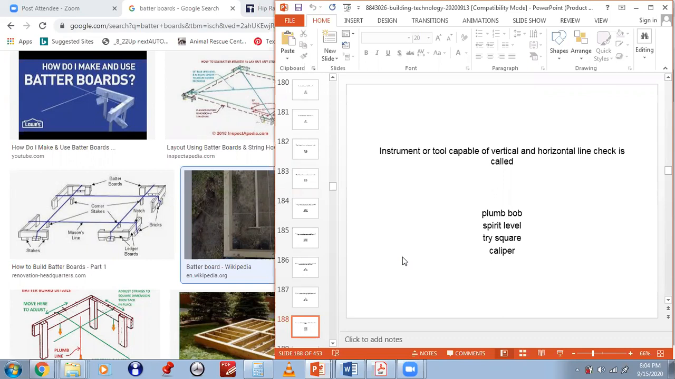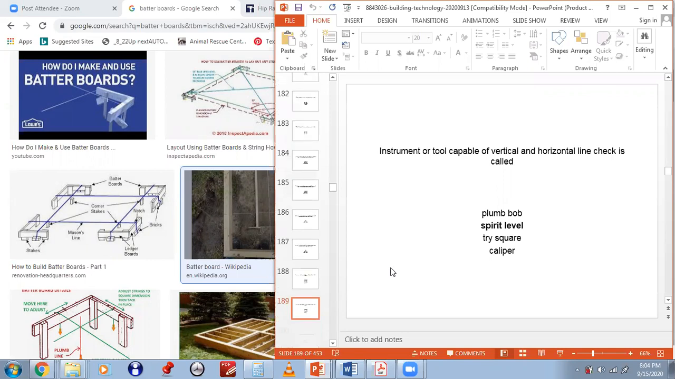Spirit level, I guess. Vertical and horizontal line check. This is like a level, right? Plumb bob. No, the plumb bob is vertical. This is vertical and horizontal. Called the spirit level. Instrument which measures vertical and horizontal line check.